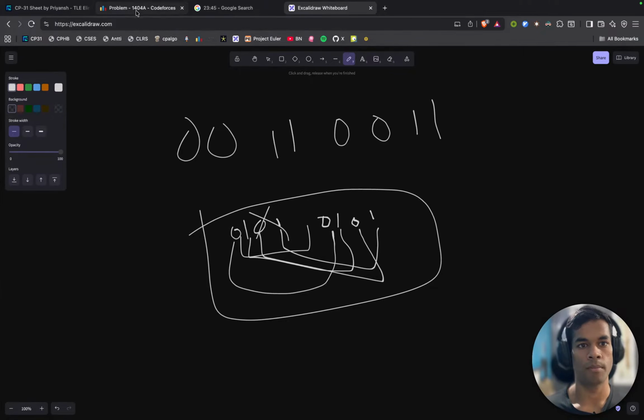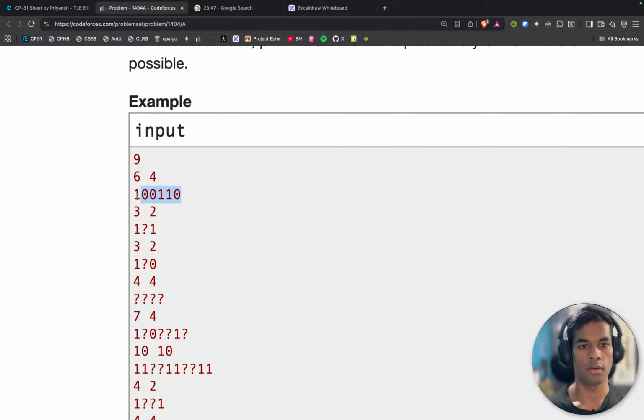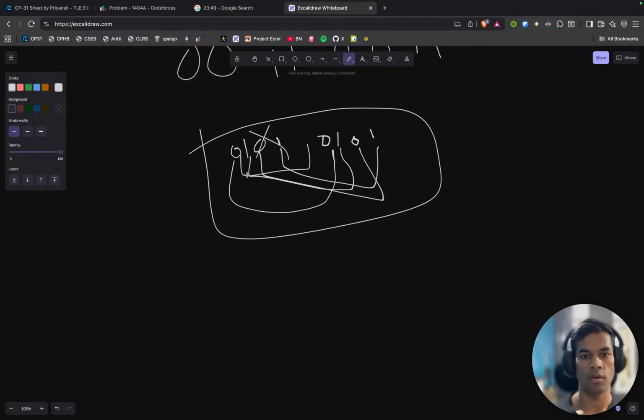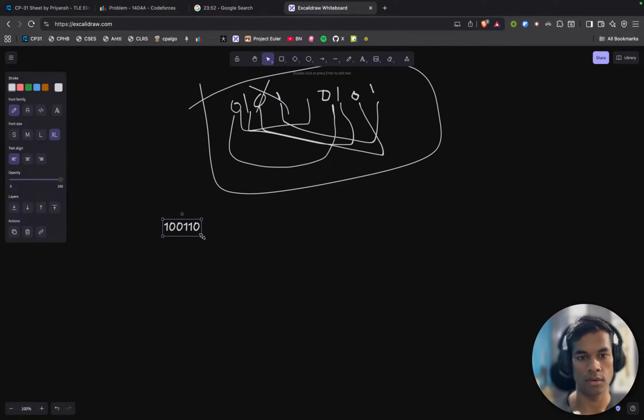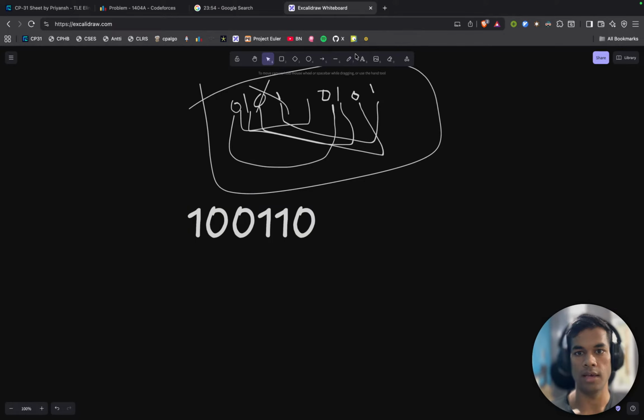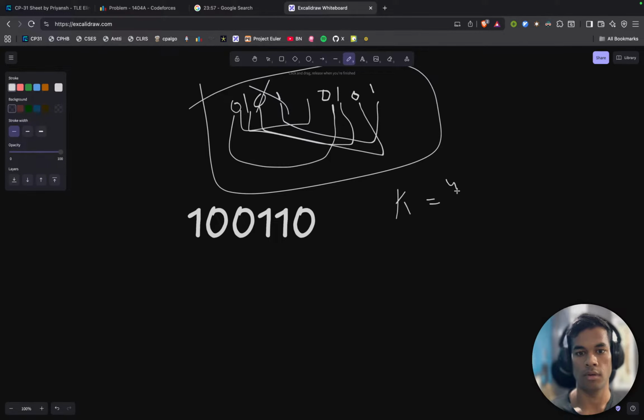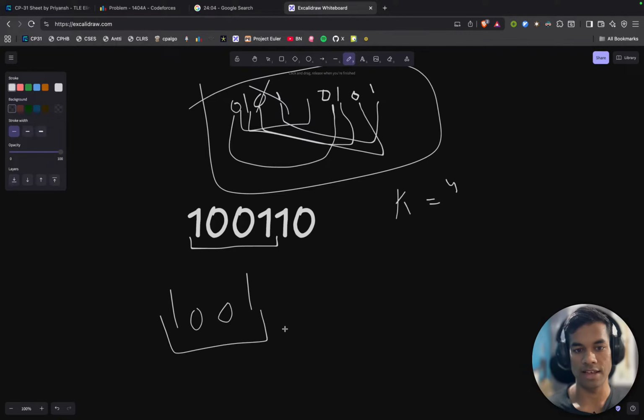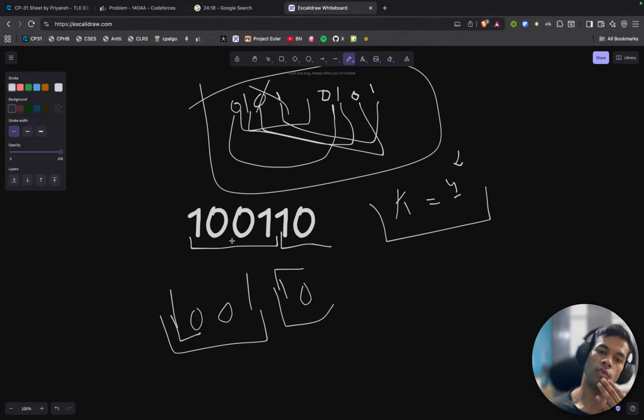Wait. The second string begins when the last one ends, right? Here k equals 4. So this is our first string, and this is our substring, and we are matching if this thing is repeating. Then the next substring of size either k or smaller is 10, which is repeating for whatever length it is there. Okay, so now we fix.